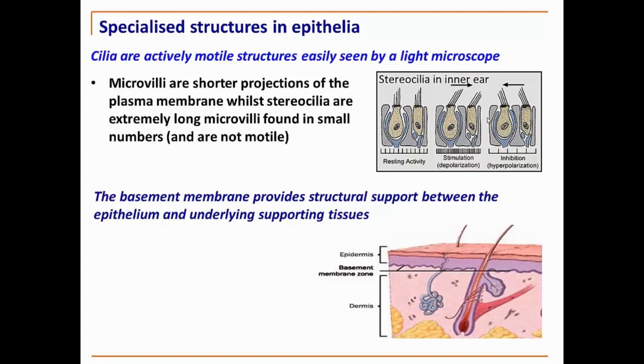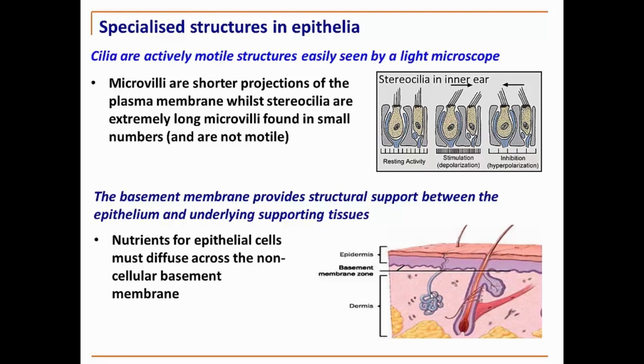And as I mentioned, underneath all of these structures, we have the basement membrane. The basement membrane provides structural support between the epithelia and the underlying supporting tissues. There you've got your epidermis, your skin, and there's your basement membrane layer. You can see hairs coming out, and there are nerves all around. Your nutrients for the epithelial cells must diffuse across this non-cellular basement membrane. There are no cells in there. That's because your nerve fibers can penetrate the basement membrane, but your small blood vessels don't usually enter the epithelia.